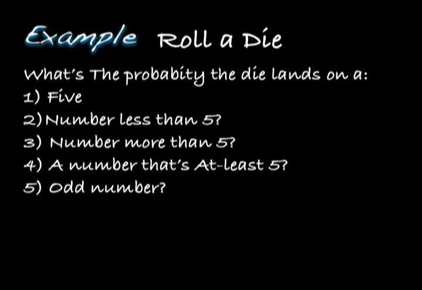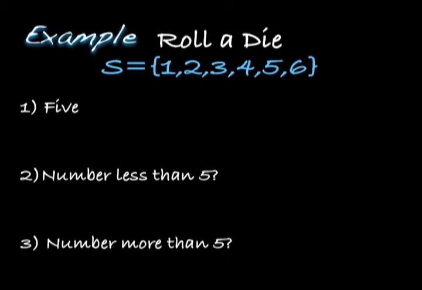When you roll a die, what's the probability that the die lands on a, first question, a 5, second, number less than a 5, third, number more than a 5, fourth, a number that's at least 5, and the fifth question is an odd number. Remember, the list of possible outcomes is 1 through 6. There are 6 outcomes possible when you roll a die.